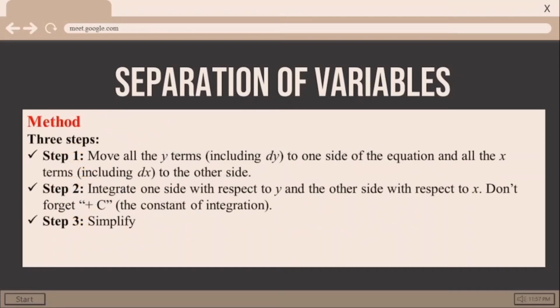Okay, so we have here three steps. Step 1, move all the y terms, including dy, to one side of the equation, and all the x terms, including dx, to the other side. Step 2, integrate one side with respect to y and the other side with respect to x. Don't forget plus c, the constant of integration. And lastly, the third step, we simplify it.